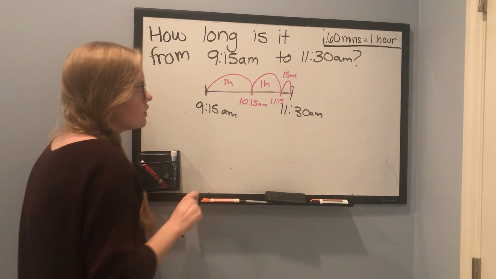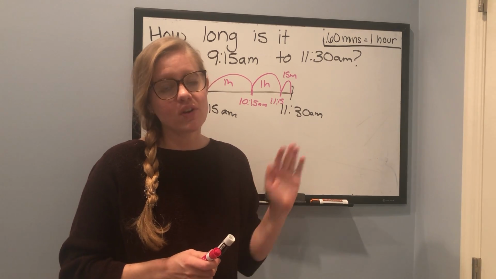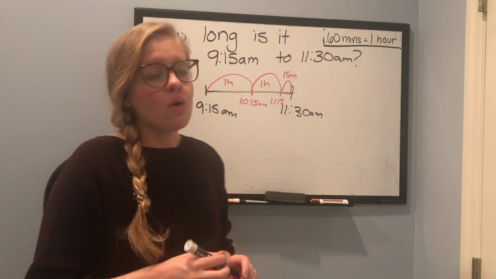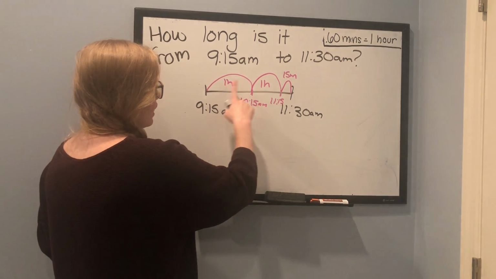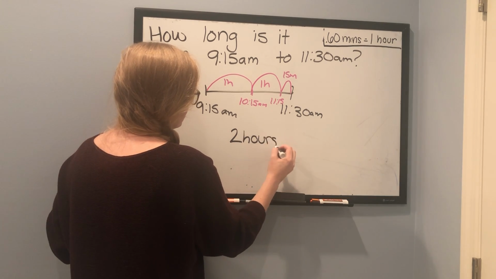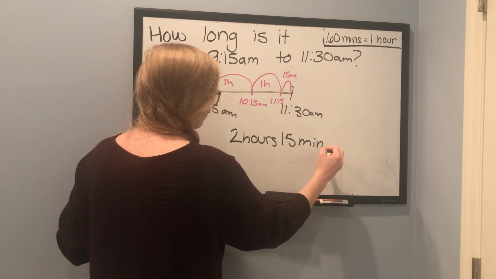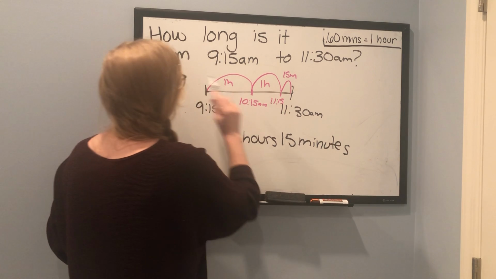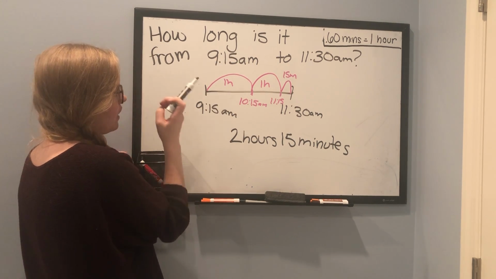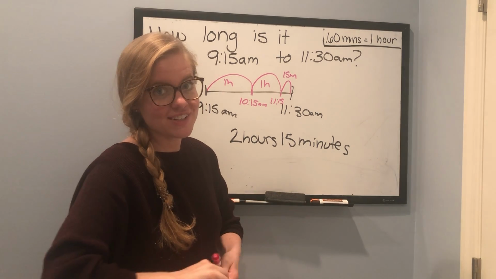Okay, so because we want to answer in compound units, so we want to have our answer for this particular question have both hours and minutes, we would add up the hours first. So 1 hour plus 1 hour is 2 hours. And then we have 15 minutes here. So our answer for how long is it from 9:15 to 11:30 a.m., we would say 2 hours, 15 minutes is our answer.